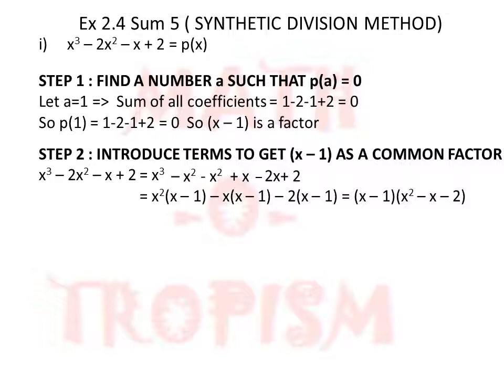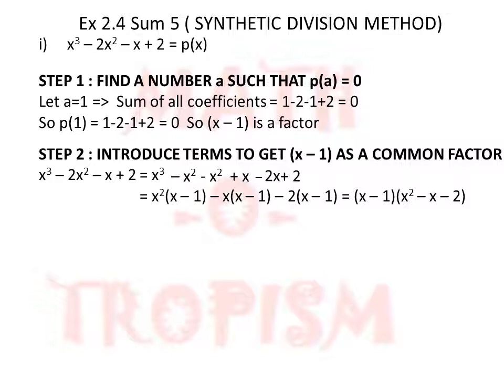I will explain it. Now I take two terms at a time. First two terms: x square is common and x minus 1. Minus of next two terms: x is common, again x minus 1. Last two terms: minus 2 is common, again x minus 1. So this comes to x minus 1 whole common taken outside. Balance remaining terms are x square minus x minus 2. So we can see that the cubic polynomial has now been factorized into two polynomials of degree 1 and 2.